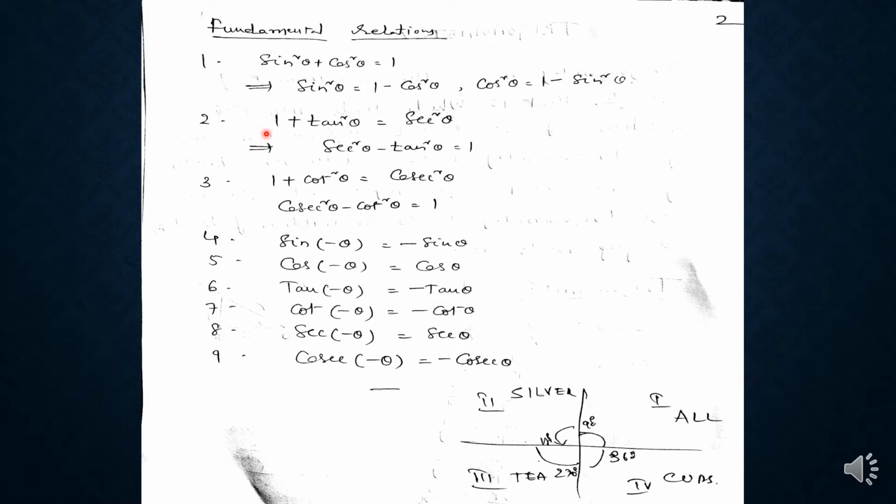And the second identity is 1 plus tan square theta is equal to secant square theta, or tan square theta is equal to secant square theta minus 1. That can be written as secant square theta minus tan square theta is equal to 1. This is in the form of a square minus b square. So this can be written as secant theta plus tan theta into secant theta minus tan theta is equal to 1, or secant theta plus tan theta is equal to 1 by secant theta minus tan theta, or secant theta minus tan theta is equal to 1 by secant theta plus tan theta. So from a single formula we can write so many formulas.